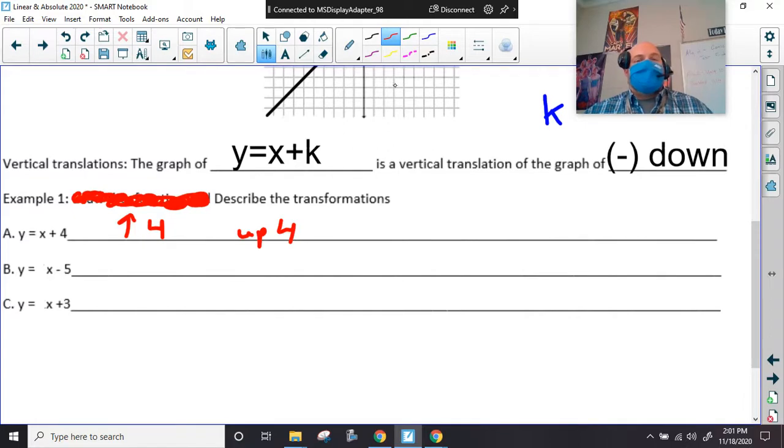Super easy. All right. This is negative 5, so this is down 5. And then positive 3, this is up 3. Basically, it takes that parent function and either moves it up or down.